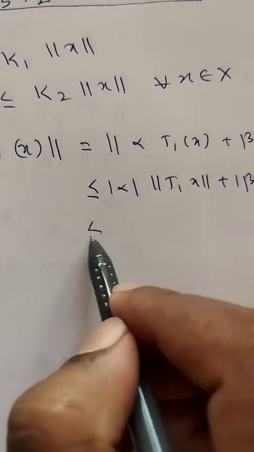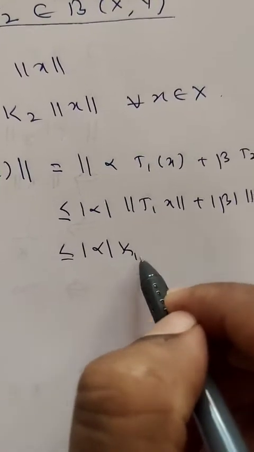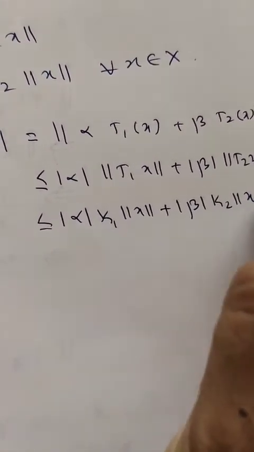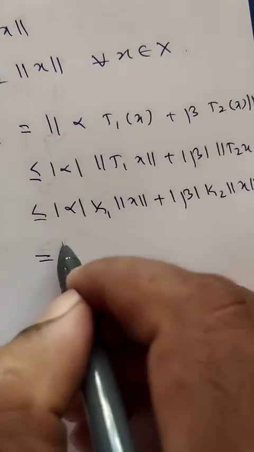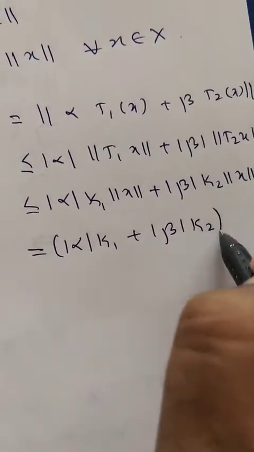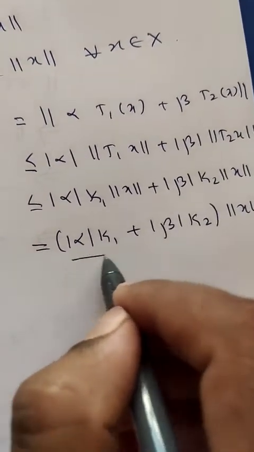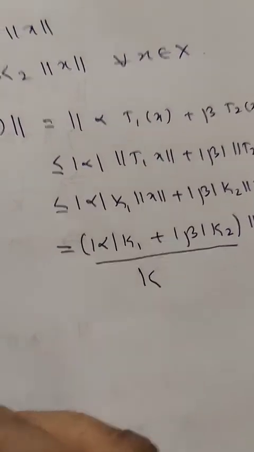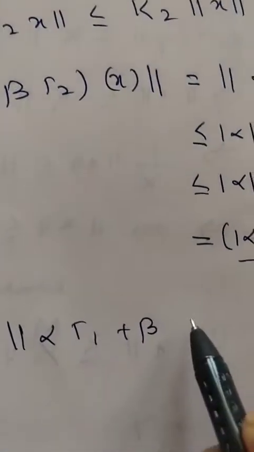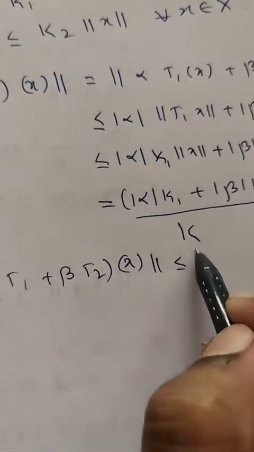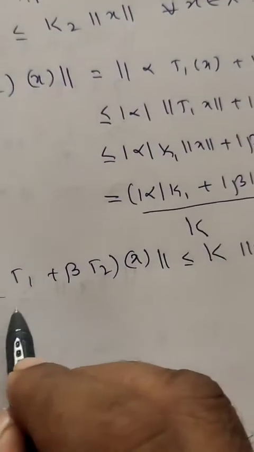So this is less than or equal to mod alpha times k1 times norm of x plus mod beta times k2 times norm of x. Norm of x is common. This equals mod alpha k1 plus mod beta k2, times norm of x. This is again some constant, say I will denote it by k. Therefore the norm of alpha T1 plus beta T2 of x is less than or equal to k times norm of x.